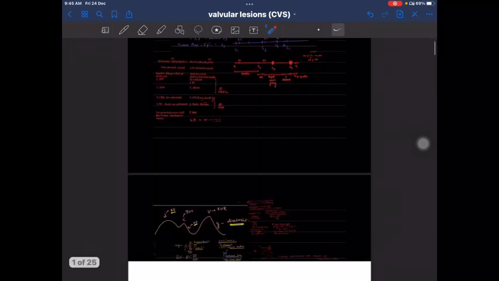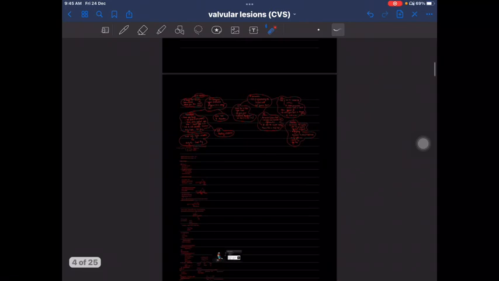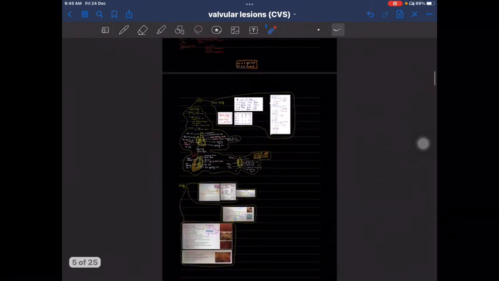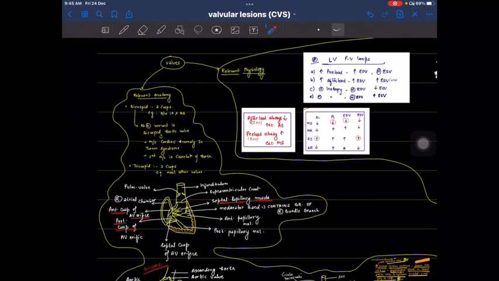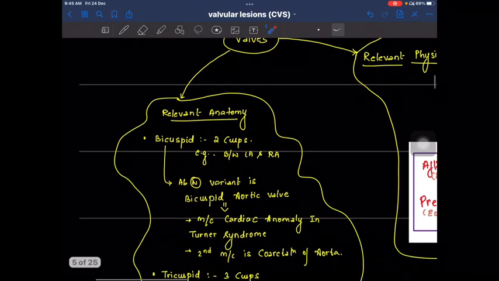As this lecture series starts, let's begin with the very basics of valves. Because we're dealing with valvular heart diseases, we should know all the normal things and normal variants, which may seem abnormal but are normal. So we'll start with the relevant anatomy of the valves.